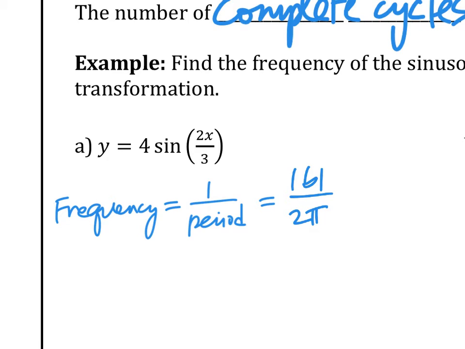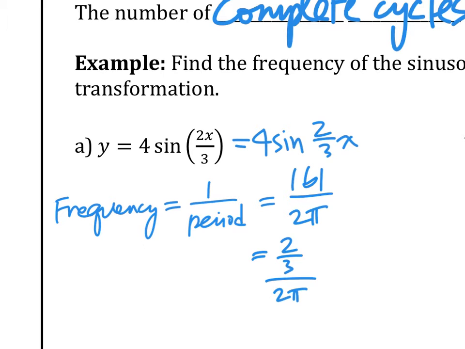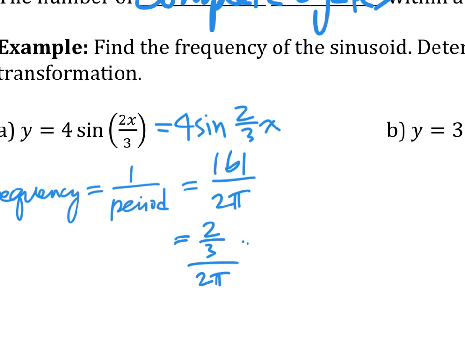All right, what number is b? B is the number that's being multiplied to x, which in this case is 2 over 3, because it's 2 over 3 times x. Okay, so this is going to be 2 over 3 over 2 pi. If you're not really certain how to simplify this, again, you can multiply by the reciprocal of 2 pi, which is 1 over 2 pi. So 1 over 3 pi. So this is the frequency.